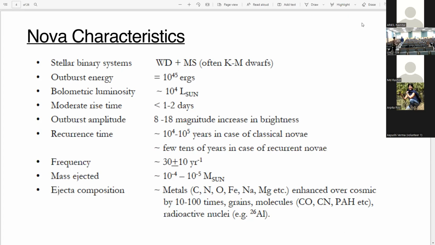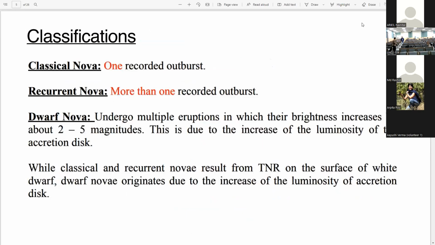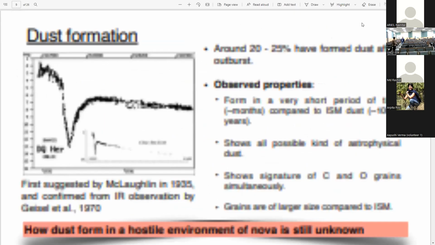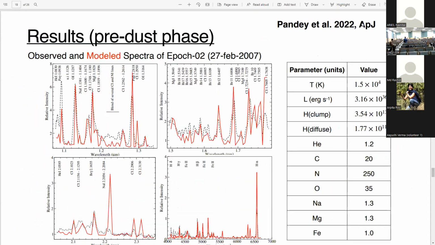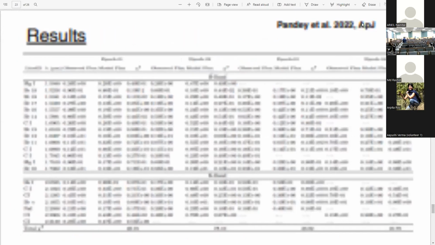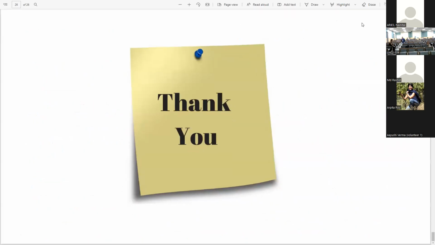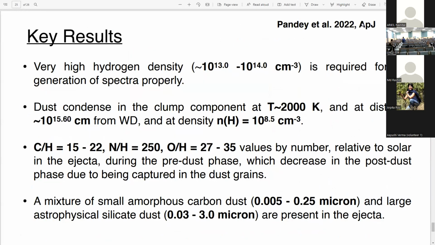Hi, good talk. I have one question about the dust formation. You mentioned a 10^8 hydrogen density in the last slide. You say only 25% of the novae have this dust formation, which is very small. So what do you think, is the column density a parameter that decides whether it will form dust or not?